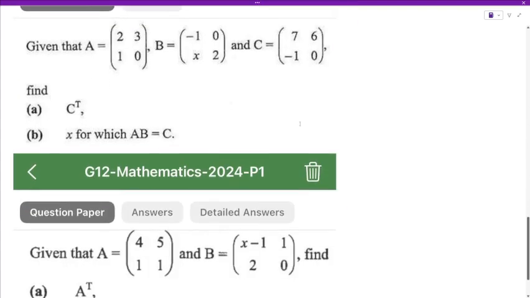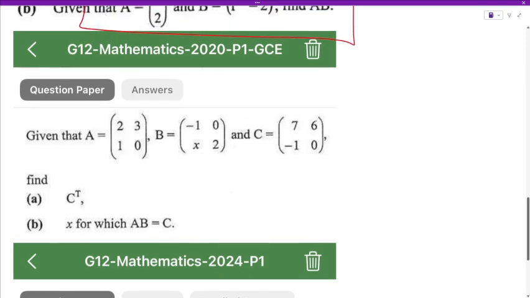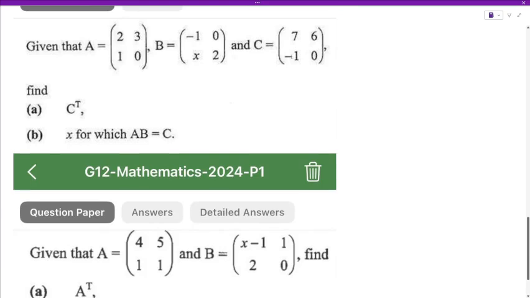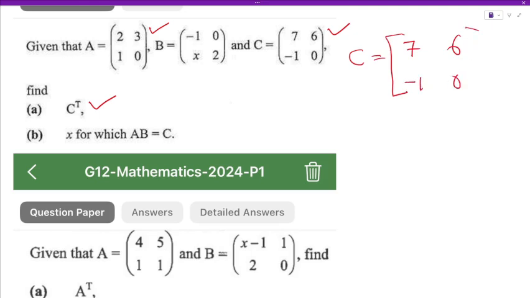Alright, so now there are scenarios where you have different types of questions. This one came in 2020 paper 1 GCE. Okay, let's first of all find the transpose. They ask us to find the transpose of matrix C again. Usually we are used to finding the transpose of the first matrix. They have switched it to the last one. So first of all, list matrix C, which is going to be 7, 6, -1, 0. To find the transpose, what are we going to do? We're going to swap the rows with the columns. So the first row is this one, 7, 6. It becomes the first column, 7, 6.